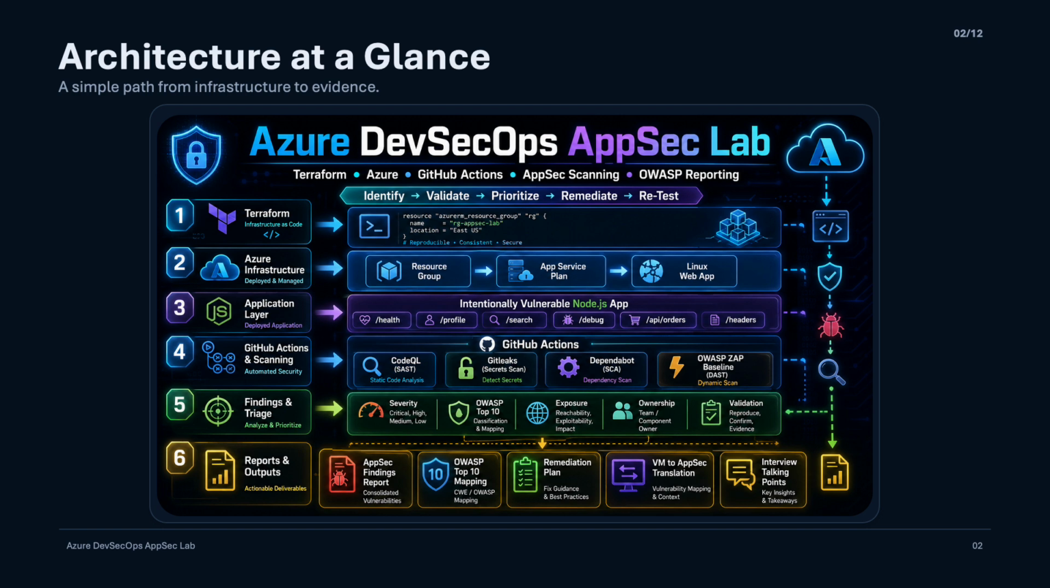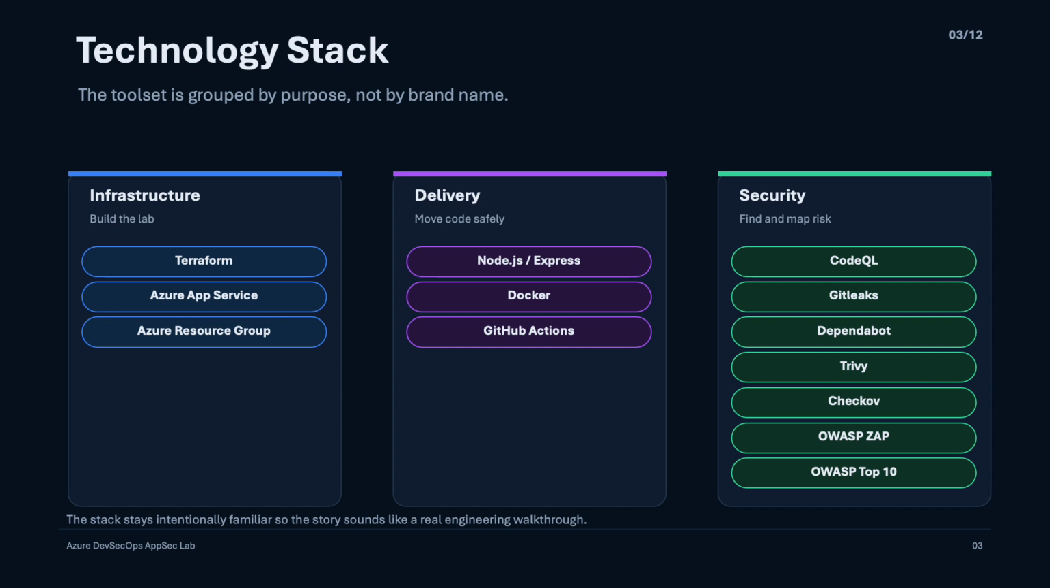And we'll talk about the technology stack for this project. This slide just breaks down the technology stack into three different areas. We have infrastructure, we also have delivery, and security. For the infrastructure, I use Terraform and Azure App Service. The Terraform gives me a repeatable way to build the environment. And Azure App Service permits me to host my application in a continuous cloud environment.